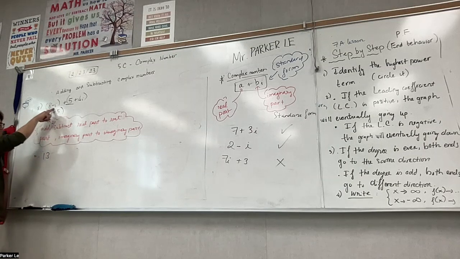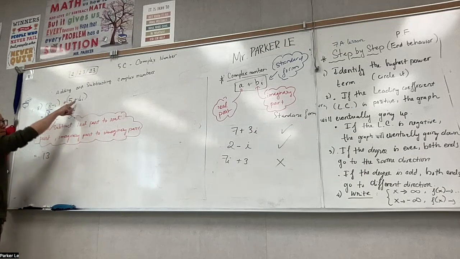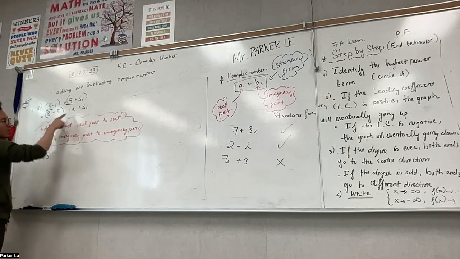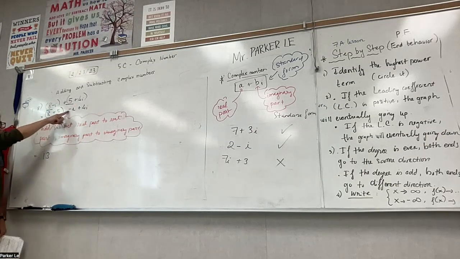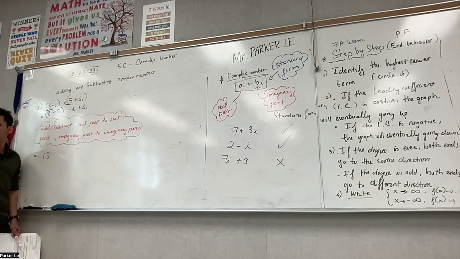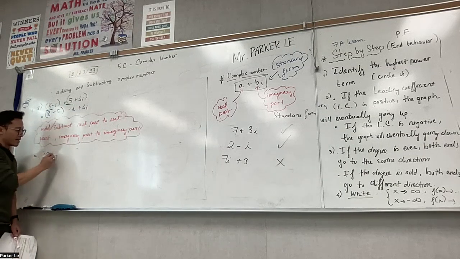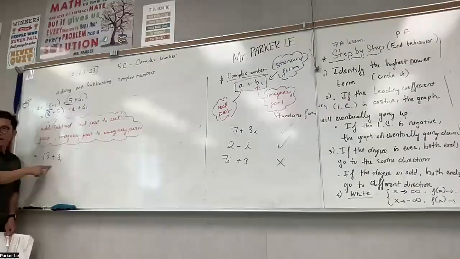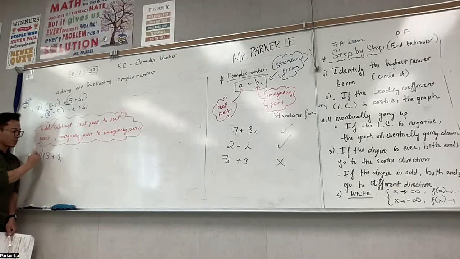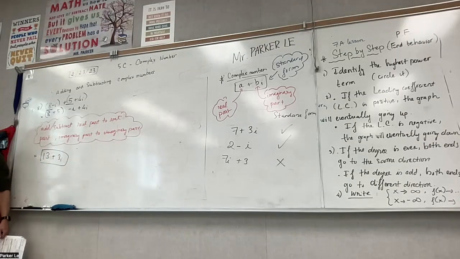What is the imaginary part for the first one? Negative i, right? What is the imaginary part for the second one? Plus 4i. So what is minus i plus 4i? 3i. Very good. Is this already in standard form? Yes, so that's your answer. So that's it. You add or subtract the real part to real part, imaginary part to imaginary part.